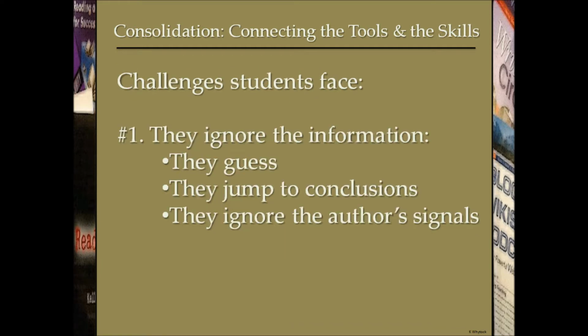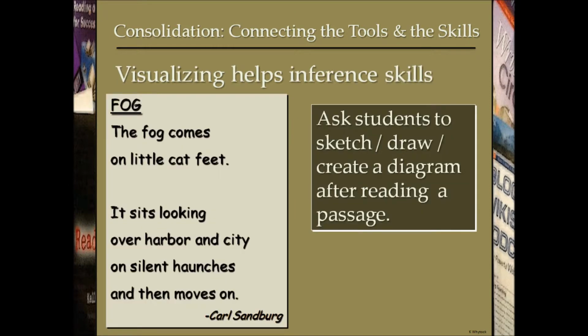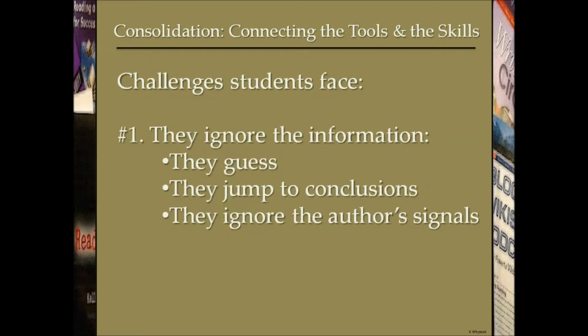But there's challenges, okay? Number one is students sometimes tend to ignore the information. Like I said, they guess, they jump to conclusions, they ignore the author's signals. If we go back to fog, right? If I guessed it was a snowstorm, then I'm ignoring the information. The author gave me a signal. This is a foggy day. The cat's being compared to fog, not to snow, not to rain, not to sun. So I have to teach students and give them practice opportunities and give them feedback showing that they're basing their inferences on the text in front of them.